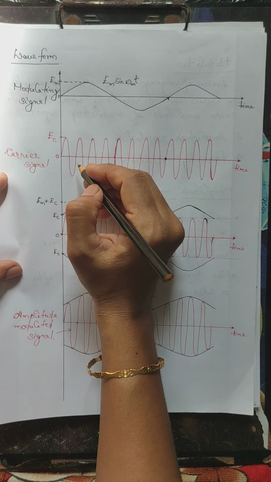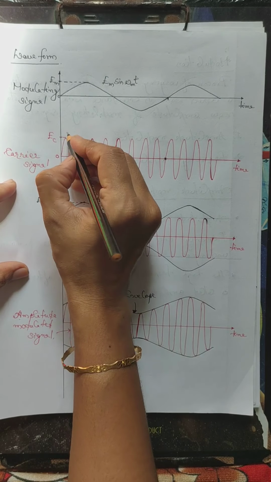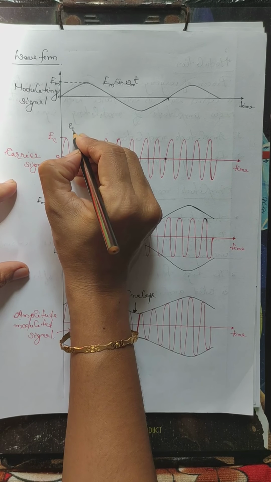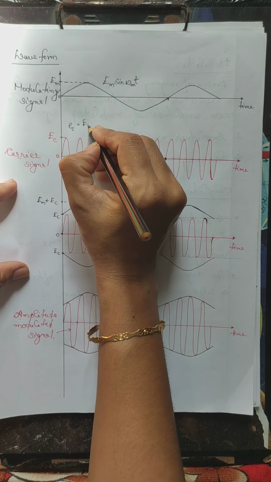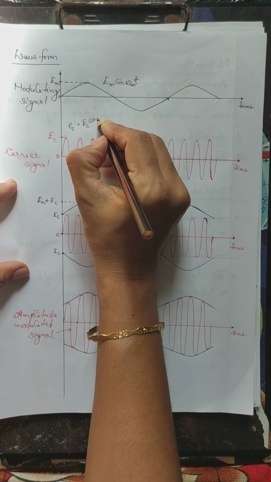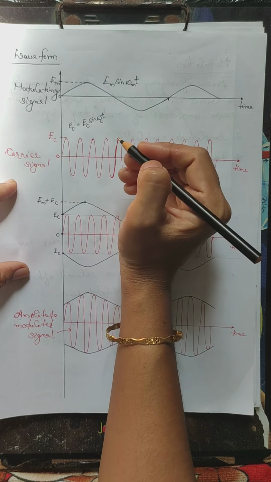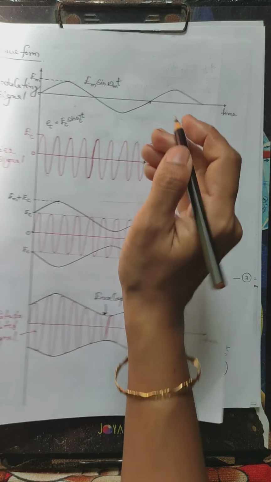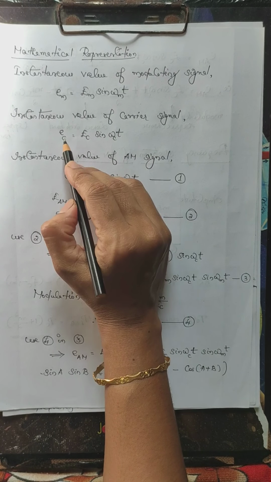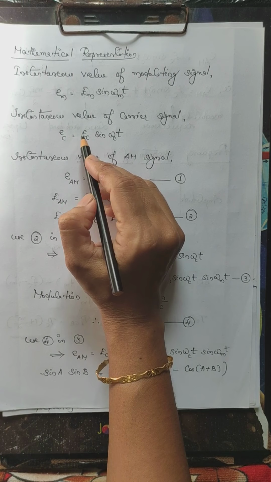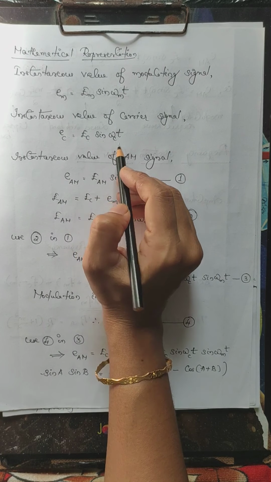So now that of the carrier. We have marked the maximum value of the carrier as EC. So carrier can be represented as maximum value into sin omega t, and as it is the carrier, frequency can be denoted as omega c. So here instantaneous value of carrier is ec is equal to maximum value EC into sin omega ct.